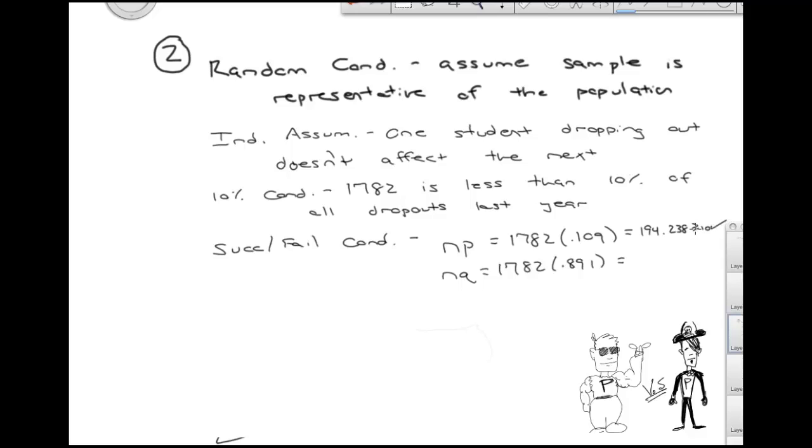And the complement is... Oh, you're right on the edge of that zone there. I'm about to drop out myself here.